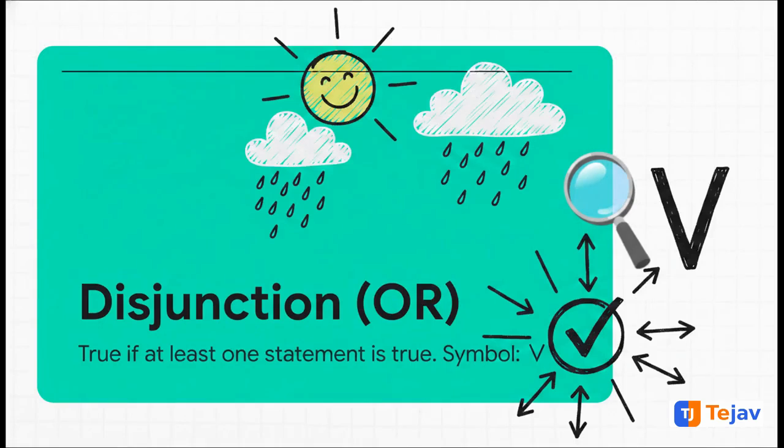Now compare that strictness with disjunction, or, which uses the downward-pointing V symbol. The or connective is way more forgiving. It makes a compound statement true if at least one statement is true. So take the phrase, it is sunny or it is raining. If even just one of those conditions is true, say it's just sunny, that one true part saves the whole thing and the entire compound statement becomes true.